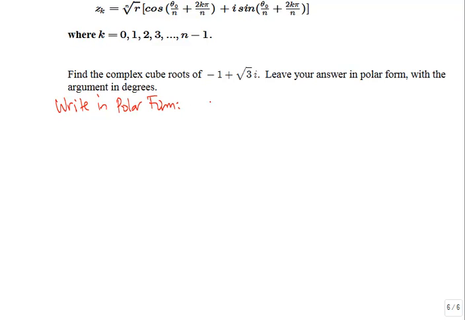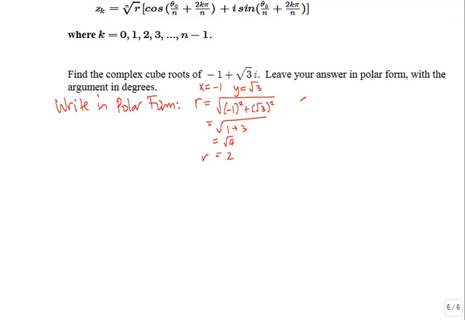That means we need to figure out what our r is, and here in this standard form we know that the x is -1 and the y is the square root of 3. So r is the square root of x squared plus y squared, and if we simplify that we get 1 plus 3 underneath, which is square root of 4, so r is 2.